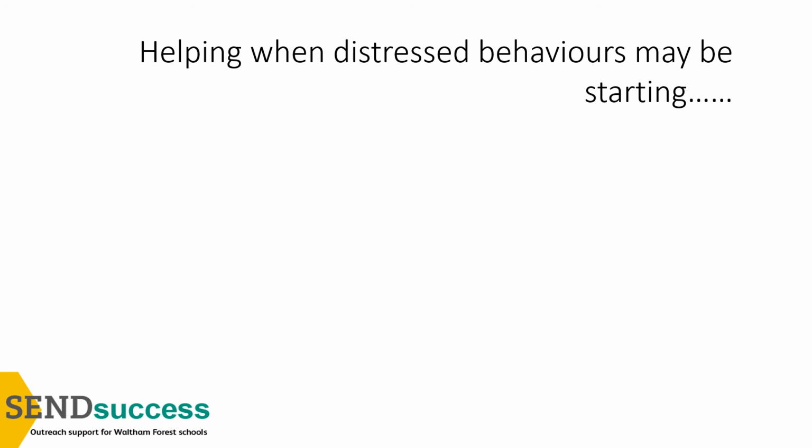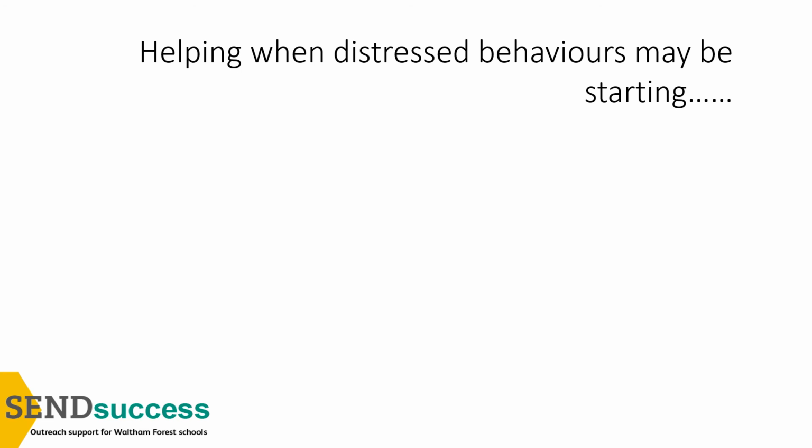And visual support can help when distress behaviours may be starting. So most of us who've worked with autistic children and young people have sadly seen examples of these distress behaviours, which can include meltdowns or shutdowns. And when anxiety or stress is building and these distress behaviours are becoming more likely, a young person's ability to express themselves verbally or communicate in their usual style may change. They may be far less able to communicate as they were communicating with you just 2 or 3 minutes ago.